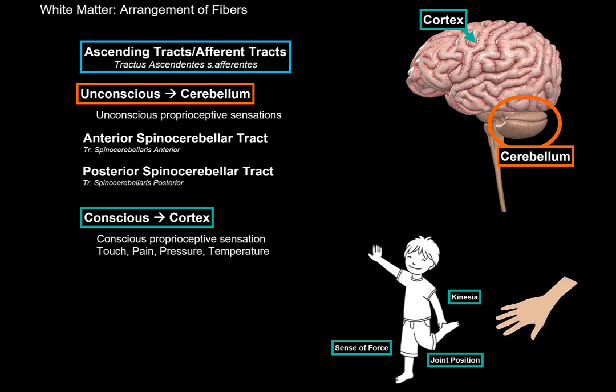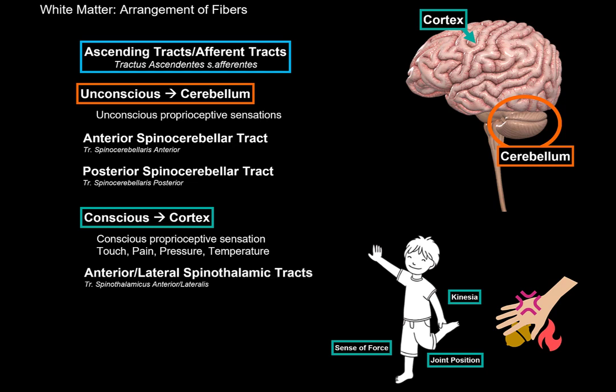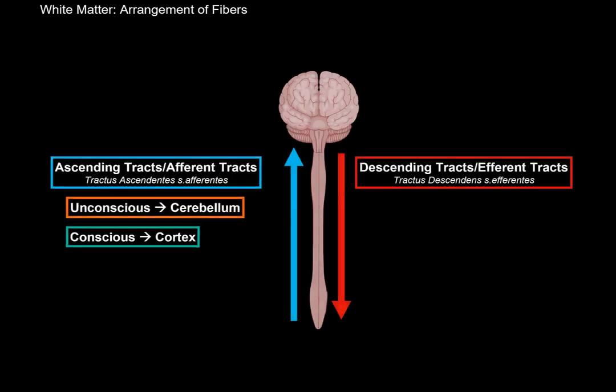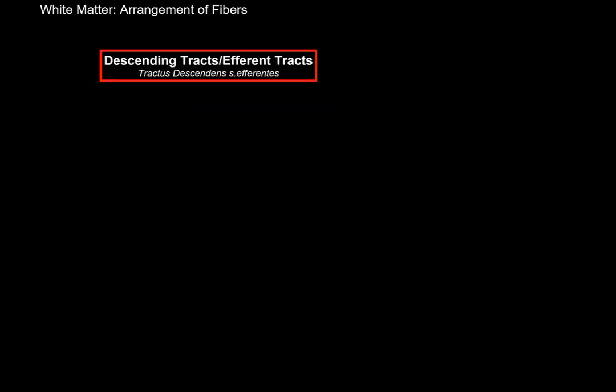The conscious sensory information is also responsible for sensing certain things like touch, pain, pressure, and temperature. Examples of conscious ascending tracts are the anterior and the lateral spinothalamic tract, the cuneate and the gracile fasciculus, which will send information to the cortex of the cerebrum.